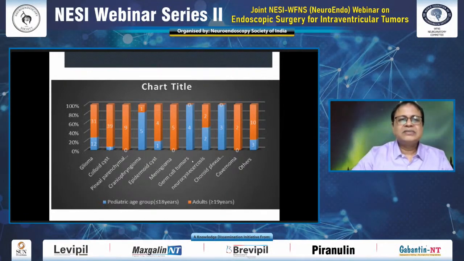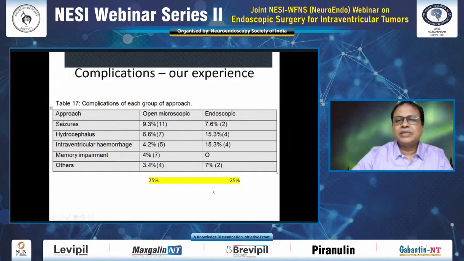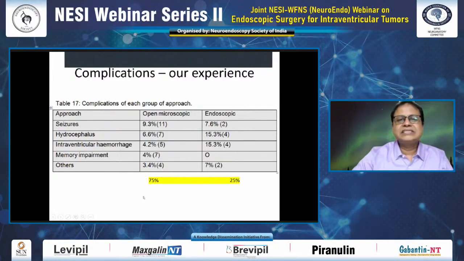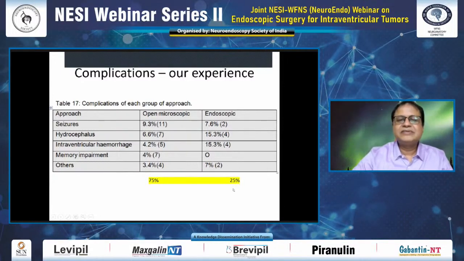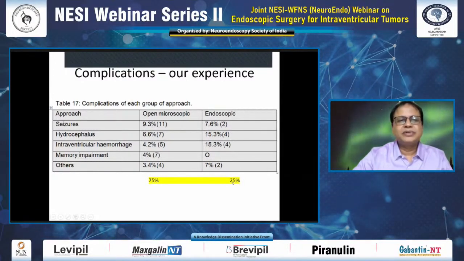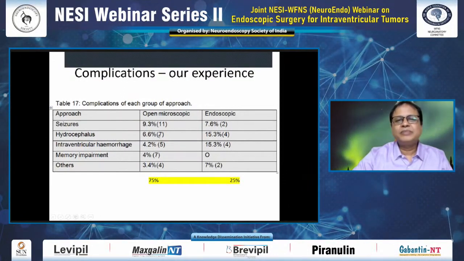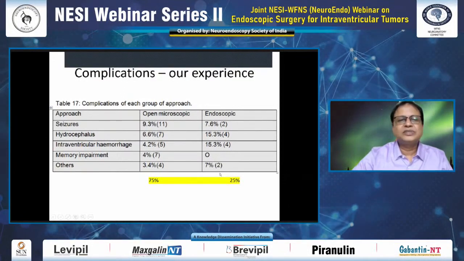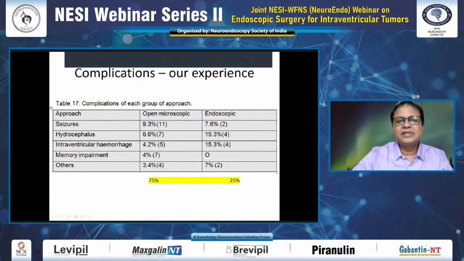But the conclusion was that 25% of the cases had an endoscopic approach and 75% had a microscopic approach. Though we think of endoscopic, still in 75% we had to do a microscopic approach. The complication rate or seizure rate was 9% in open microscopic and 7.6% in endoscopic. Hydrocephalus was more in the endoscopic group in our series.